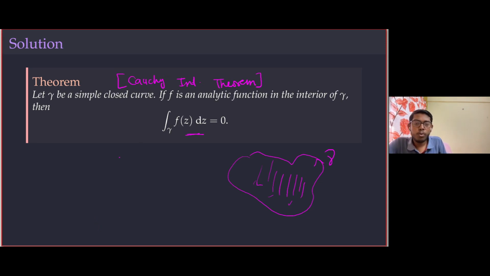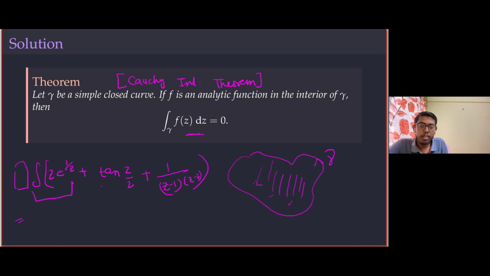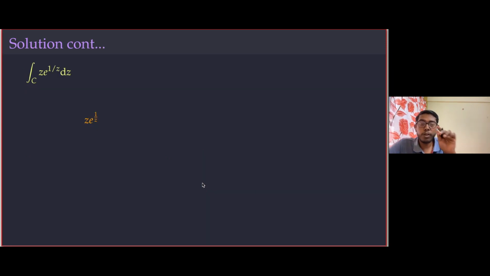Now you note that we have z e to the power 1 by z plus tan(z/2) plus 1 by (z minus 1) times (z minus 2), and of course there was some constant outside. This I can write as integral of this plus integral of this plus integral of this. Let us see each integral step by step. The first integral is z e to the power 1 by z dz. At 0 it is not analytic, and therefore we cannot use the Cauchy integral theorem.